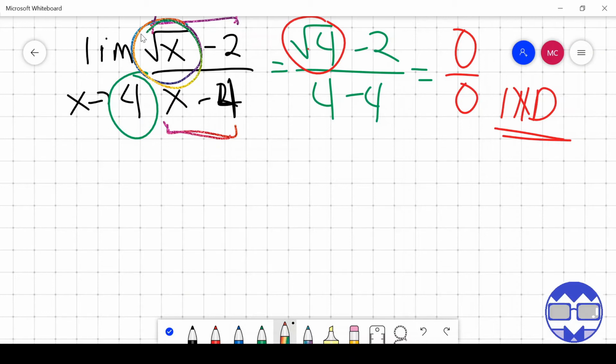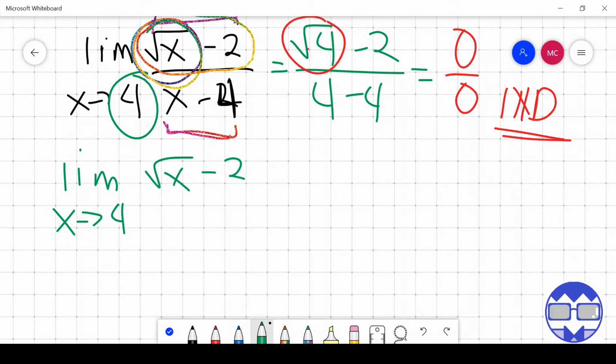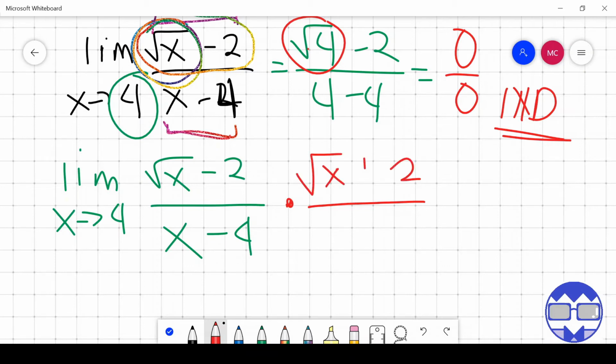So let's try. We have the limit as x approaches 4. Don't forget to write that. Square root of x minus 2 all over x minus 4. Again, the complicated part is the numerator, so I'm going to multiply by the conjugate of the numerator. What is the conjugate of the numerator? It is just the expression with the opposite sign. So we copy the terms, square root of x and 2, then instead of minus, we have plus. And if we multiply something in the numerator, we multiply the same value at the denominator. So we have square root of x plus 2.